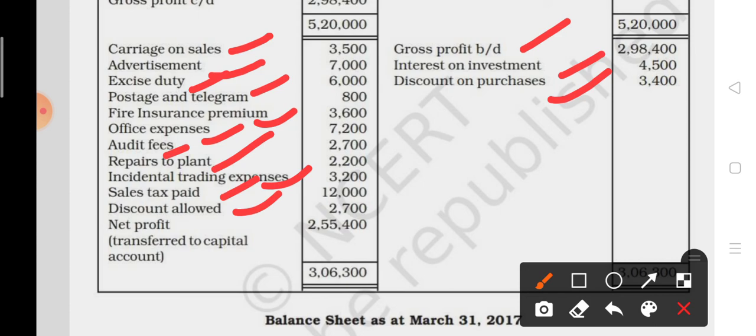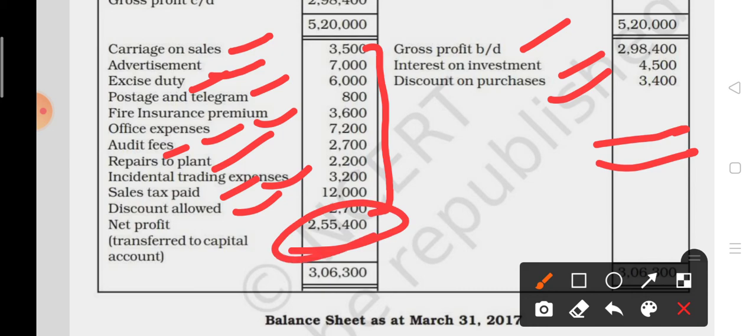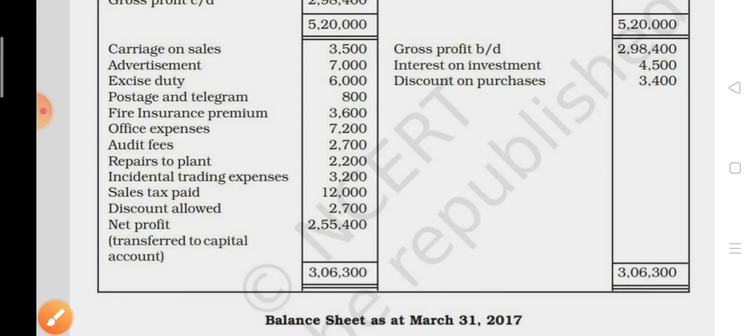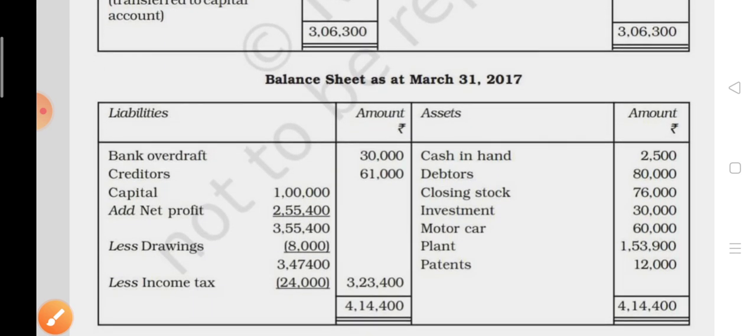Now again you have to do the total. Also this side is greater, this credit side is greater. Now subtract the debit side and the answer of 2,55,400 net profit will come. Now this net profit you have to add to the capital in the balance sheet. Now children, balance sheet.